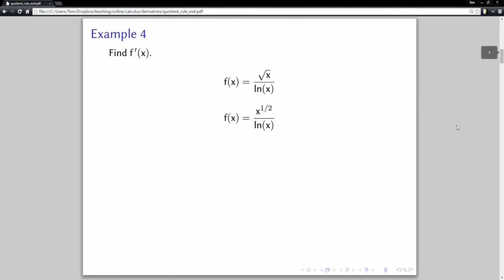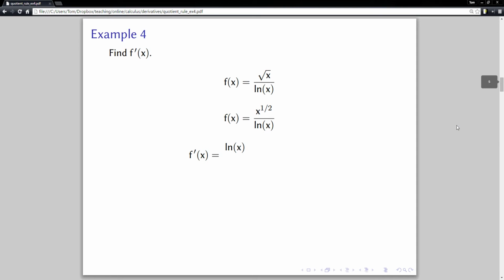Before you do anything, you want to rewrite that square root sign in terms of the fractional exponent. The square root of x is the same as x to the 1/2 power. So this is the quotient, or division, of two functions, so we're going to use the quotient rule to take the derivative.